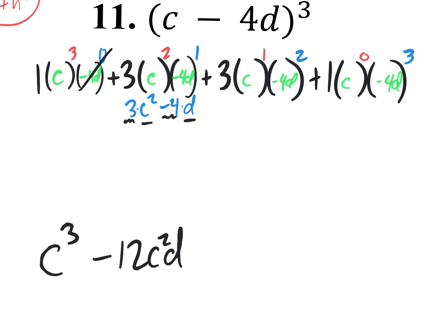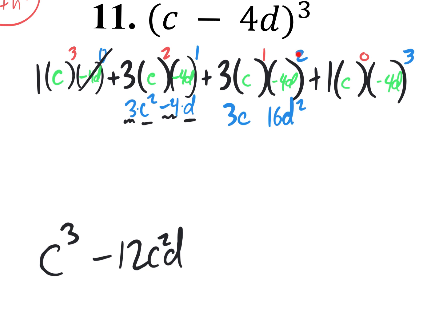Moving on to the third term. This is pretty simple. 3C to the 1, that's just 3C. So you could write that if you'd like, 3C. And then negative 4D to the 2nd power. What is negative 4D times negative 4D? Positive 4D squared. Close. What's negative 4 times negative 4? Positive 16. So what we really have is positive 16D squared.